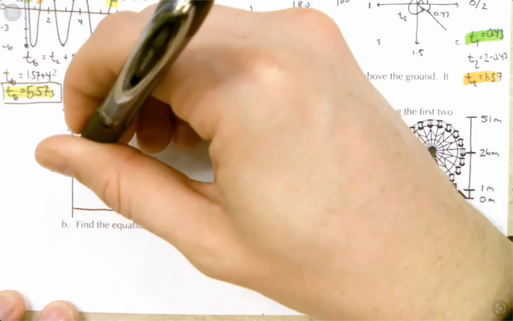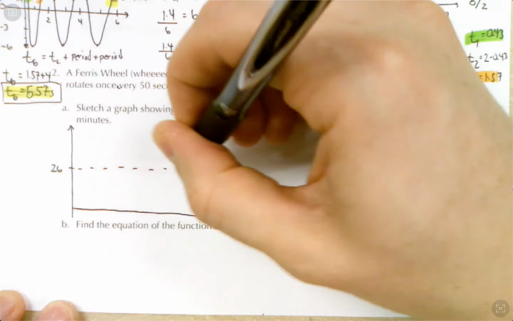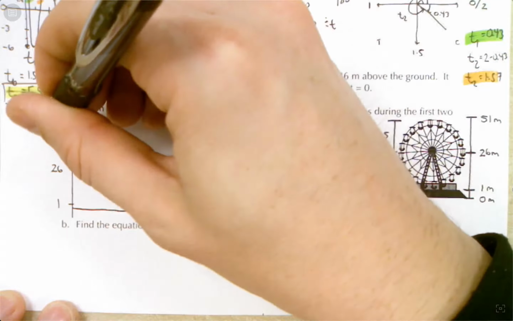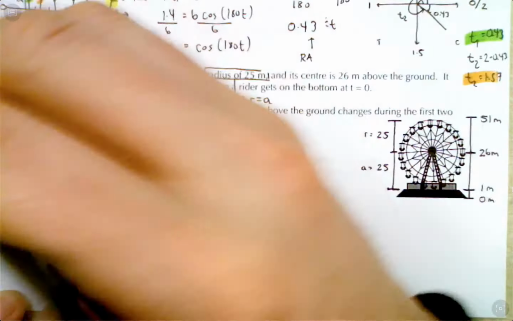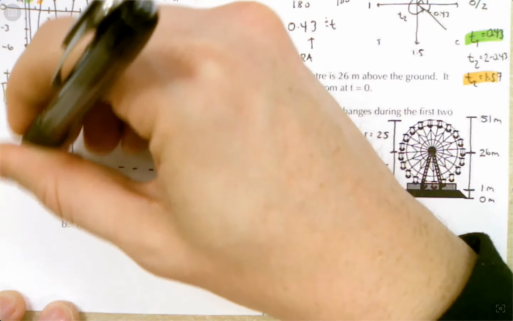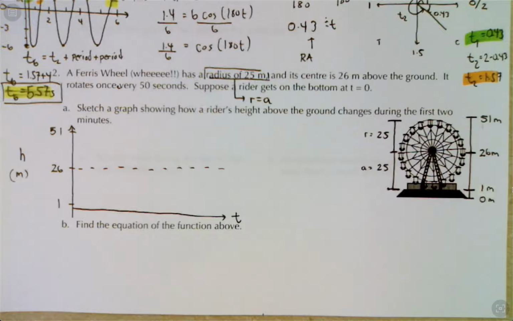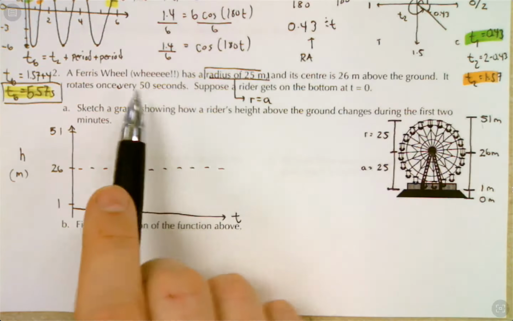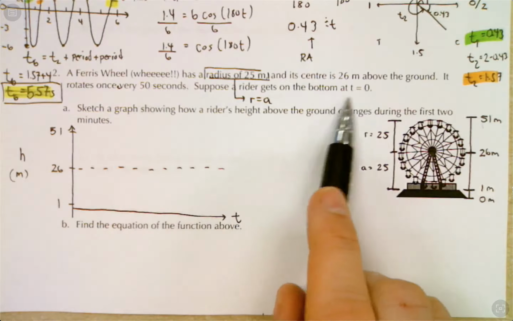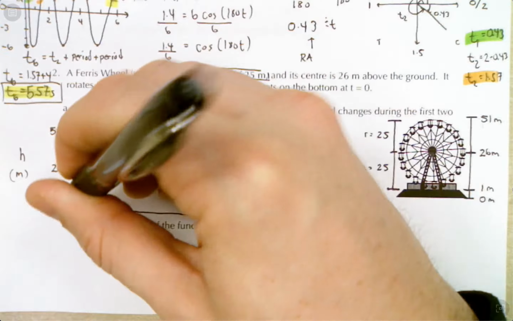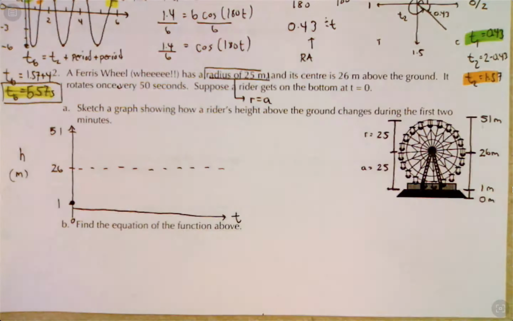26 is the middle, that's our axis. 1's the bottom, 51's the top. These are our heights, and they're in meters. And these are our times. We have information about time. Every 50 seconds, and the rider gets on the bottom at time 0. Well, the bottom would be here. That'd be time 0.